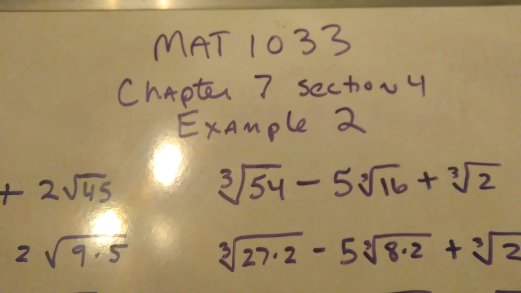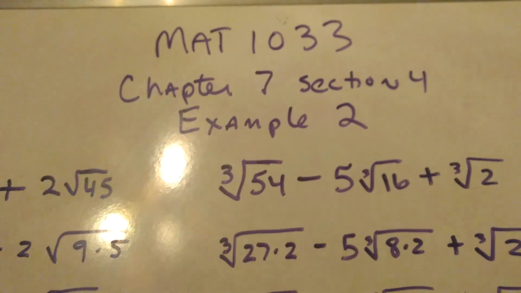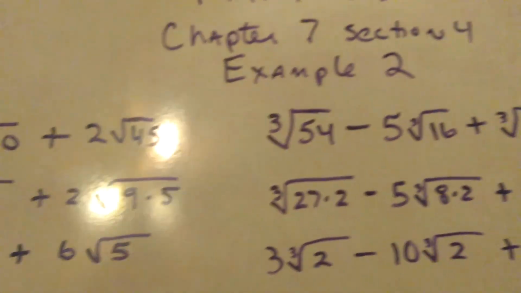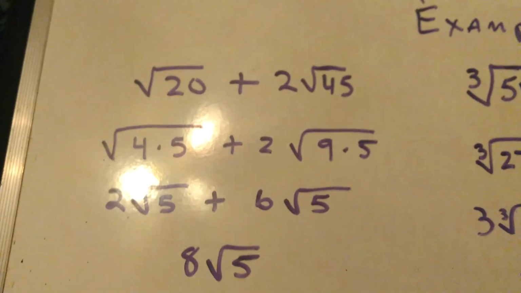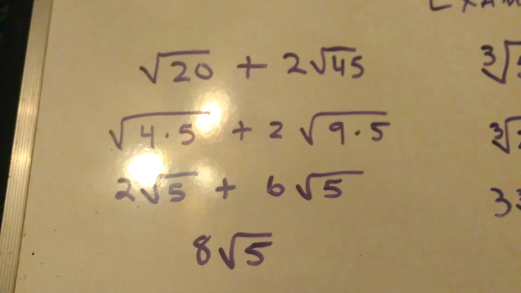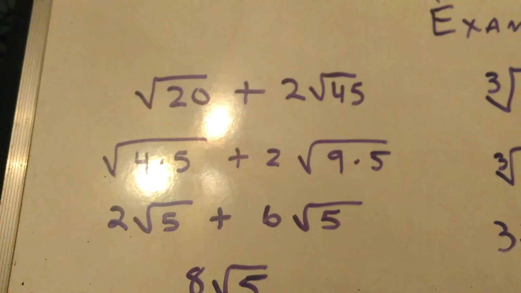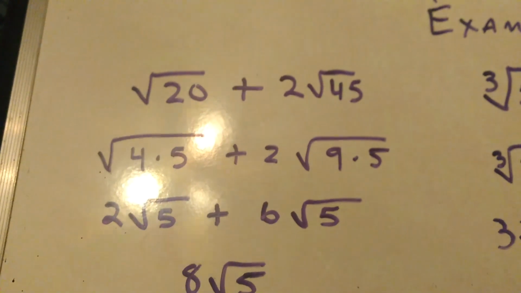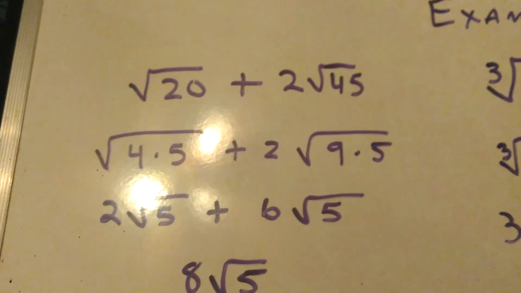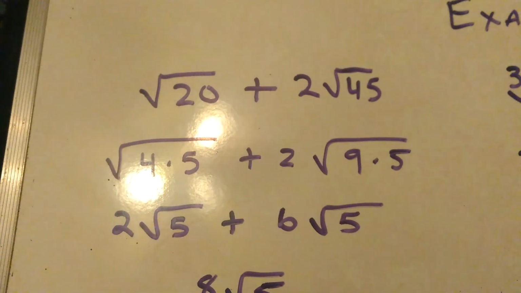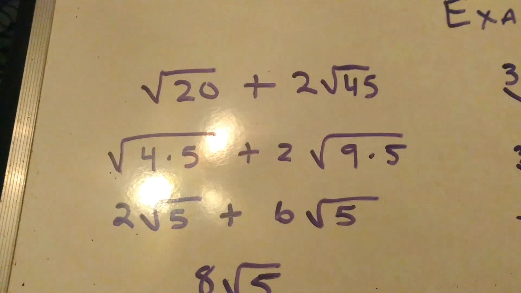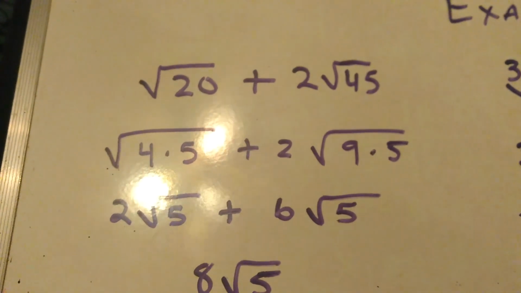MAT1033 Intermediate Algebra, Chapter 7, Section 4. This is example 2, which is the addition and subtraction of radicals. Again, I don't want you to do any kind of problems with fourth roots or fifth roots. So this is a square root. We have the square root of 20 plus 2 square root of 45.